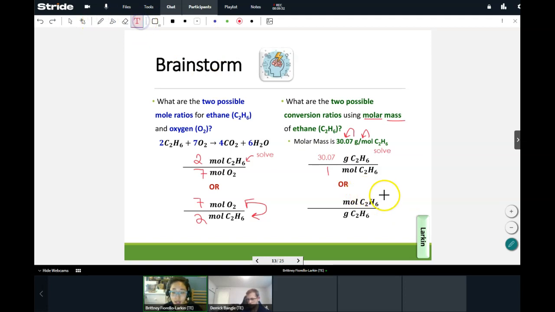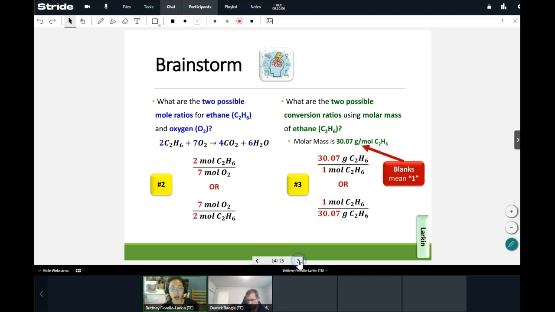If I instead want to solve for moles of ethane from grams of ethane, I just flip it. So the 1 still goes next to moles, and the 30.07 still goes next to grams, just now on the bottom. All right. Number 3 is a little bit tricky, so I'm going to talk about that in just a moment. But number 2 is not bad. Number 2, again, look for where you have a fraction that includes a 2 and a 7. Check off both of them. You should have 2 answers for number 2. There should be 2 moles ethane on top, 7 moles oxygen on the bottom, and then flipped.